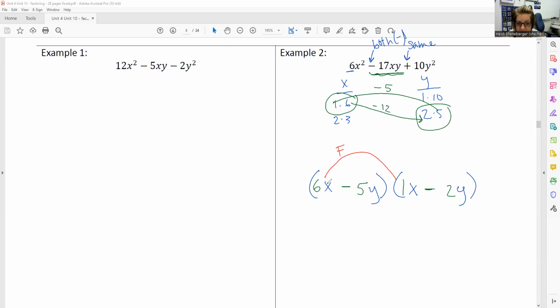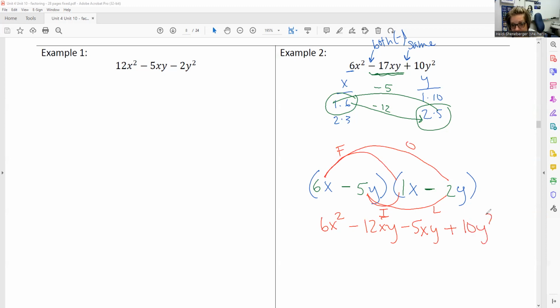The first, 6x times 1x gives me 6x squared, and then I'll do the outsides, which is 6x times negative 2y, we just said gave me negative 12xy. Now I do the insides. Negative 5y times 1x is negative 5xy. I didn't say all the words. And now we do the lasts. Negative 5y times negative 2y is positive 10y squared.